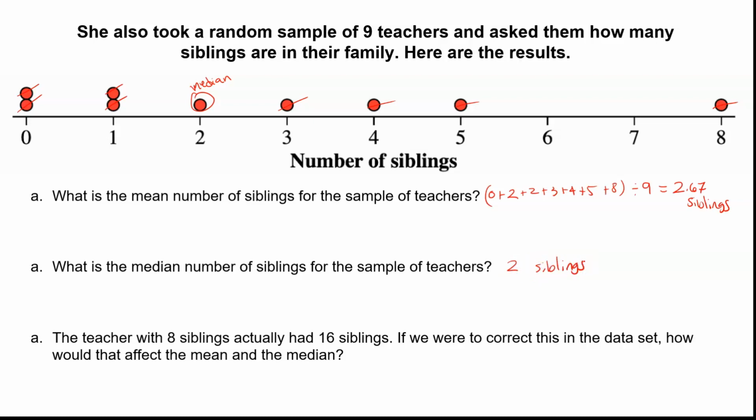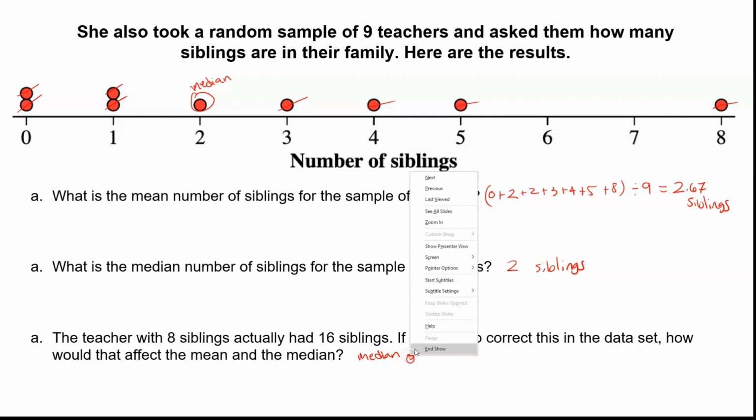The teacher with 8 siblings actually had 16. If you were to correct this data, how would that affect our mean or median? Well, our median does not change, right? Because we still have 9 points. We didn't add a new point. We just changed our 8 to 16. So our median stays the same.